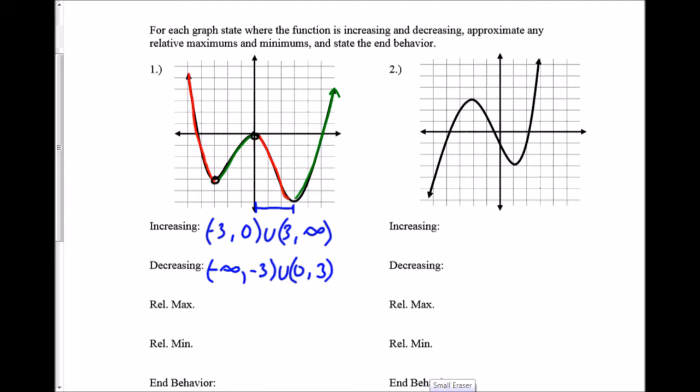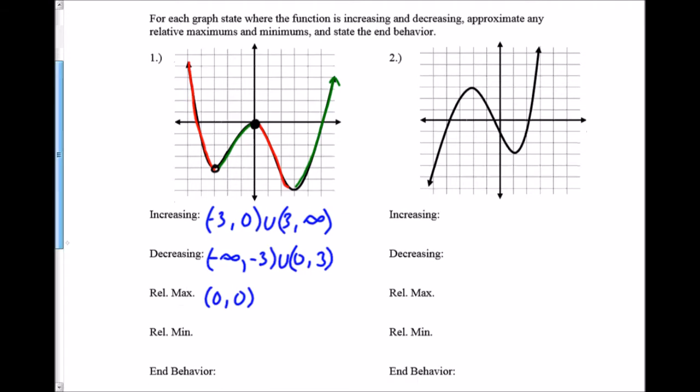Okay? Relative max just means it's a maximum relative to the points around it, so I'm basically looking for a high point here. The only high point that I see relative to the points around it, other than when I go to infinity, is right here. This point is higher than the points around it. It's got a little bit of a high point there, so we call that a relative max, and that's at the ordered pair 0, 0. And keep in mind, increasing and decreasing, that's interval notation. Relative max, that's an ordered pair.